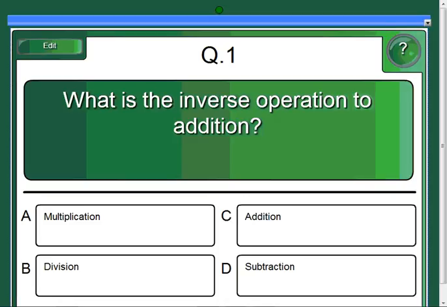Okay, you don't have this on your handout, I don't believe, or do you? But this is a good thing to do. Oh, and we have some more equations we can solve too. What's the inverse operation to addition?